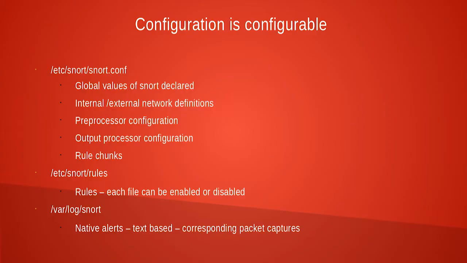Then you can also configure the preprocessors. As I told you, you could look at specific ports, activities, etc. These can be configured. Then you can look at the output processor configuration. The output processor is what happens after the action is taken, what you are going to do. And then they usually call these the rule chunks. All these things are available within this snort.conf. You can include certain files, and you can specify the rules in a separate location and then point to those rules.